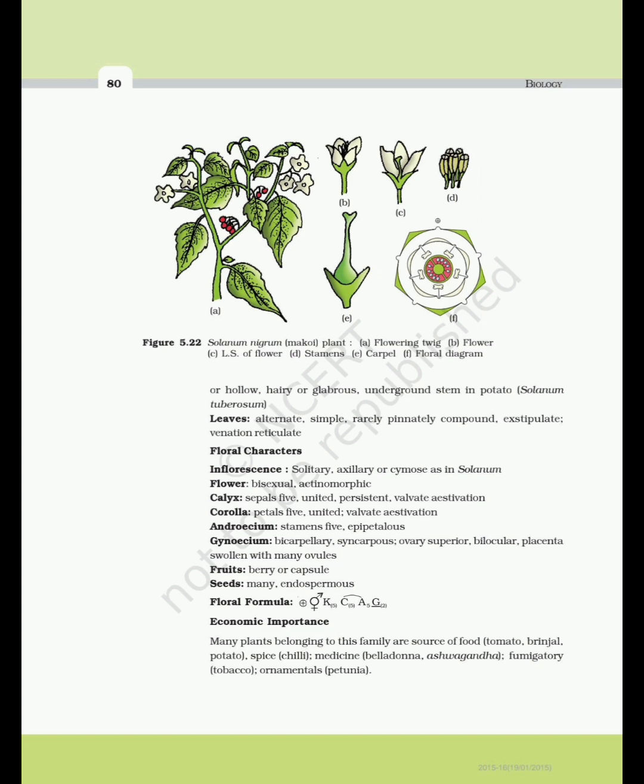Flower bisexual, actinomorphic. Calyx: sepals 5, united, persistent, valvate aestivation. Corolla: petals 5, united, valvate aestivation. Androecium: stamens 5, epipetalous. Gynoecium: bicarpellary, syncarpous, ovary superior, bilocular, placenta swollen with many ovules. Fruits berry or capsule. Seeds many, endospermous. Floral formula. Economic importance: many plants belonging to this family are sources of food: tomato, brinjal, potato; spice: chili; medicine: belladonna, ashwagandha; fumigatory: tobacco; ornamentals: petunia.